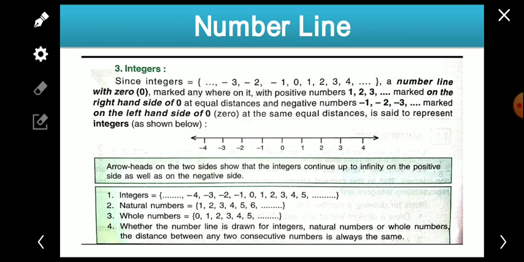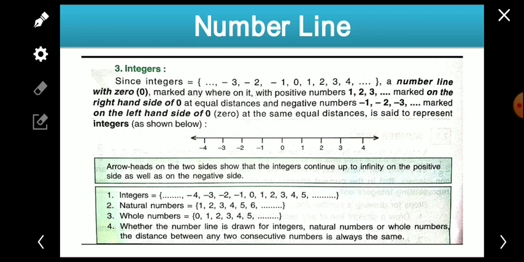So on the right side we will indicate positive integers, on the left side negative integers. And everything will be the same. We'll follow uniformity in the gap, means the gap should be uniform. We'll also put the arrows and everything whatever I explained right now. So till here I think you have understood. If you have not understood, then just repeat the video, you will understand everything.